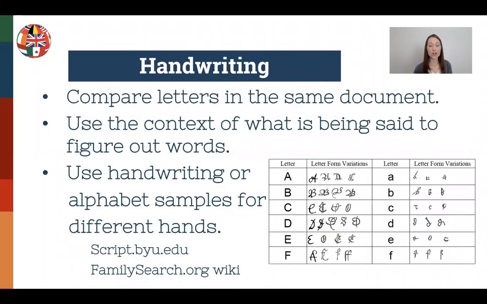All right, if you're struggling with handwriting, compare the letters in the same document to each other. Also use the context of what's being said. Sometimes your eye will recognize a word, and if you analyze it too much, the letters just don't make sense to you. So kind of gloss over it a little bit and see if you can't get the context of what's being said. You can also use handwriting alphabet samples, and I've given you lots of great websites and places where you can find these.